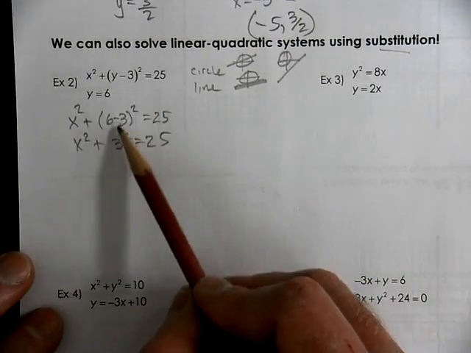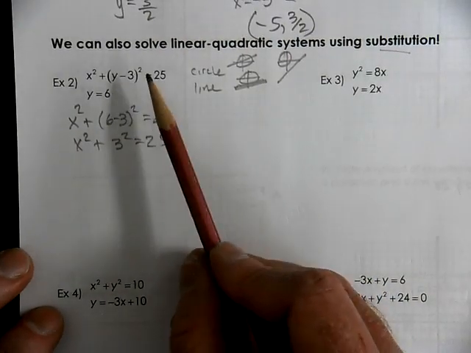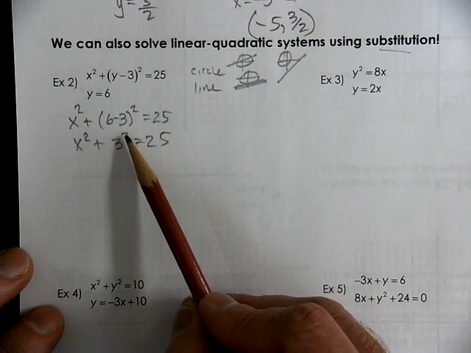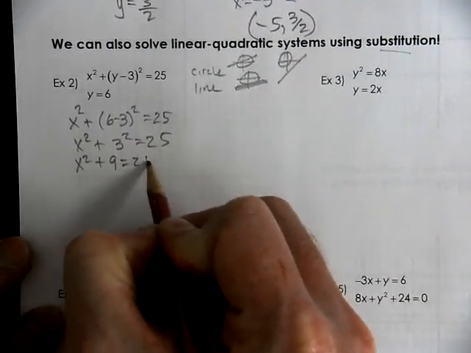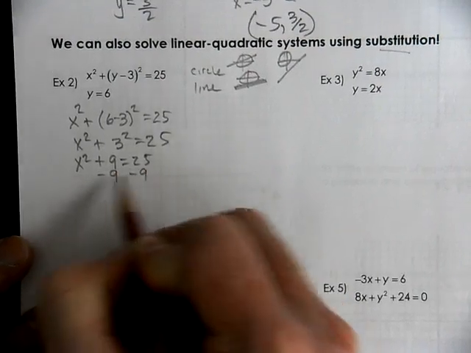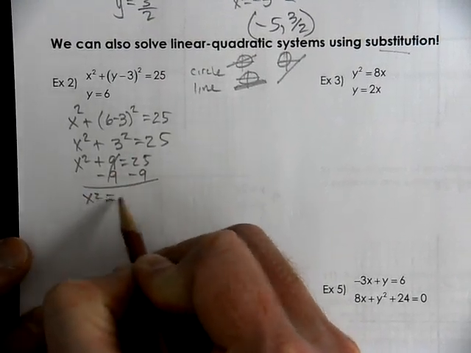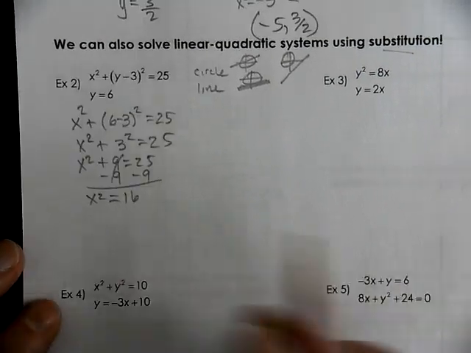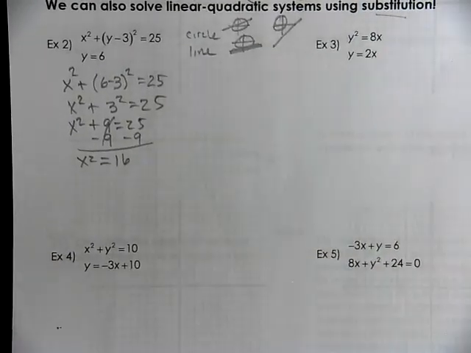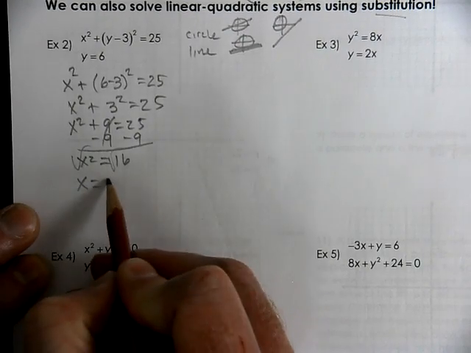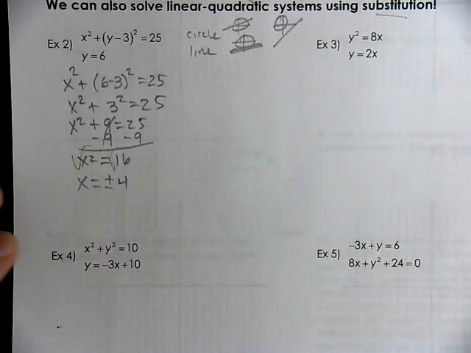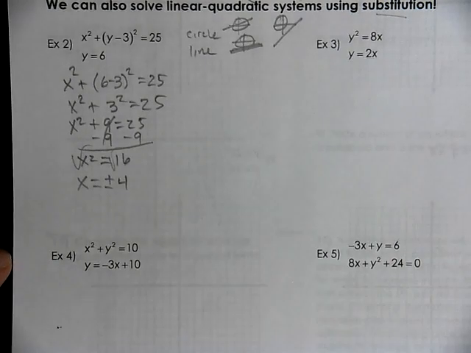6 minus 3 gave me 3. And then I'm going to square that value, and subtract it across. This is x squared equals 16. So what do I need to do if I have x squared equals 16? I need to take the square root of both sides. And what answer do I get? You get a plus and a minus of 4.